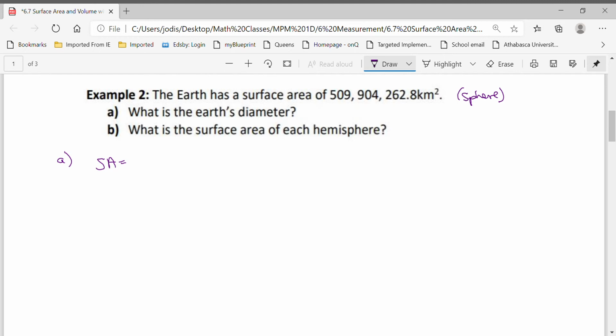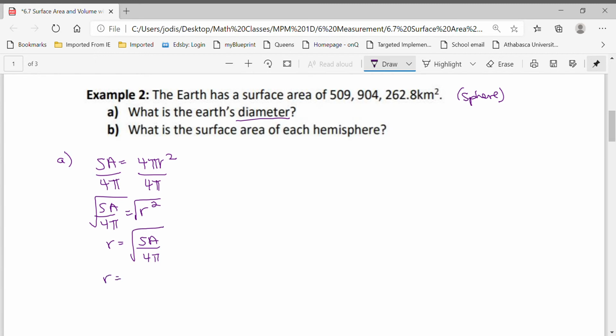And surface area of a sphere is 4 pi r squared. And they want us to find out the diameter, which means that we will have to figure out what the radius is first. So I'm going to rearrange my equation to solve for radius. So divide both sides by 4 pi, and we've got surface area over 4 pi equals radius squared. Square root both sides. So my radius is the square root of the surface area over 4 pi.